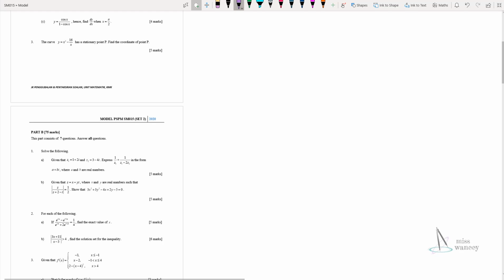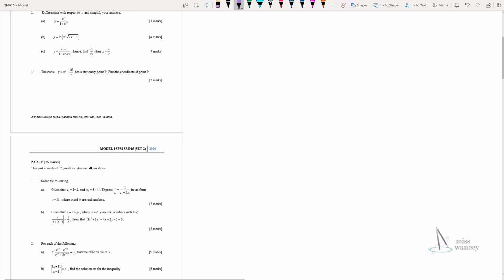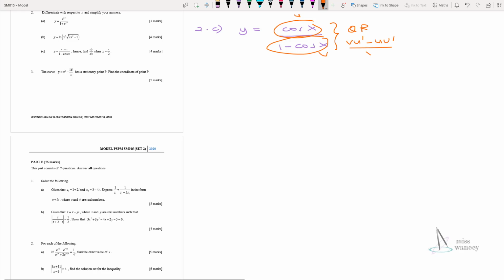Okay, so number 2C. So y is equal to cos x over 1 minus cos x. Hence, find dy over dx when x is equal to pi over 2. Okay, so number 2C, so we got y equal to cos x over 1 minus cos x. Okay, so I need to find dy over dx first. So obviously this is a fraction, right? So we're gonna use a quotient rule. So the top one will become a u, the bottom one will become a v. So v u prime minus u v prime over v squared.